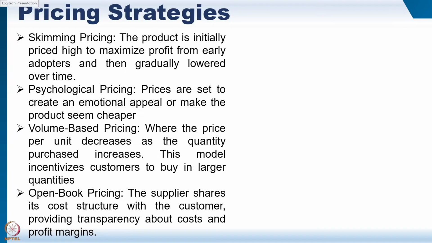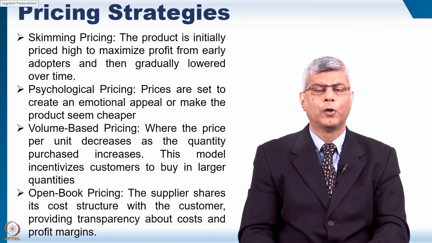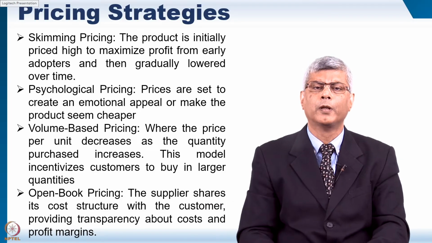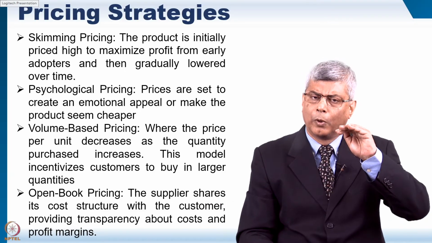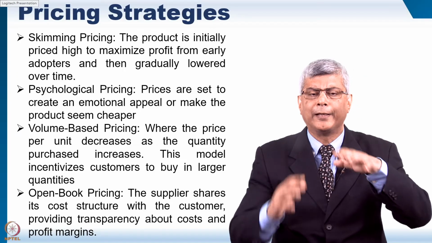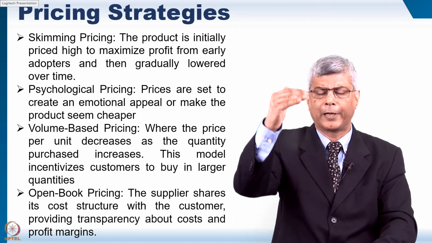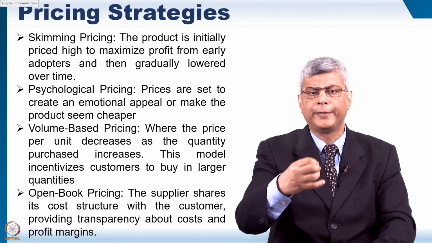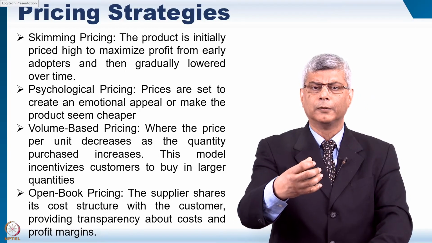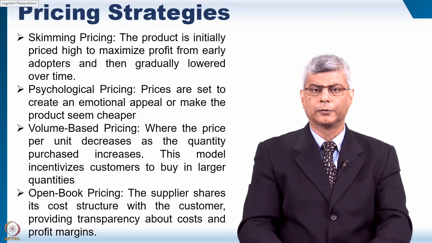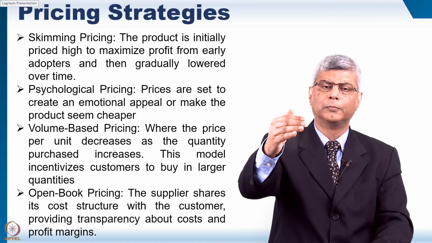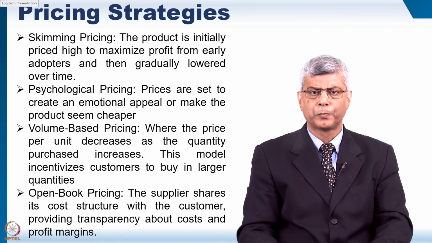Moving on, we come to skimming pricing, which is kind of the opposite of penetration pricing. What happens here is the company launches a very good product at a high price. A new smartphone with a new chip or a new feature, new design, or better specifications. And it's launched at a high price, let's say $1,000.